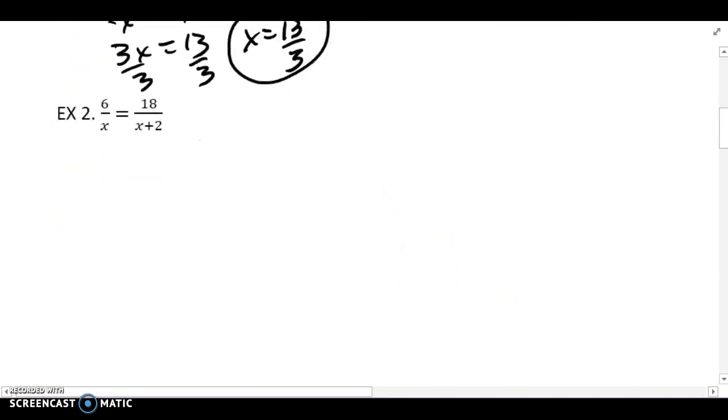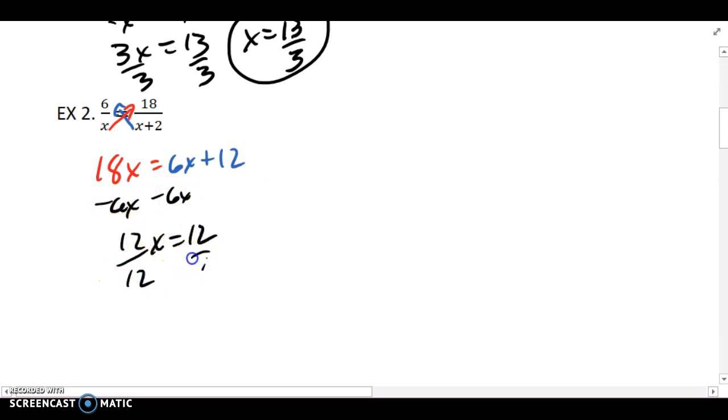Same thing here. We're going to cross multiply here, so we're going to do this side in red, I think. So x times 18 is 18x. And then we're going to cross multiply there. So we've got a distribute here. So 6 times x is 6x. 6 times 2 is 12. We're going to subtract the 6x over. So we get 12x equal to 12. Divide off the 12, get x equal to 1.